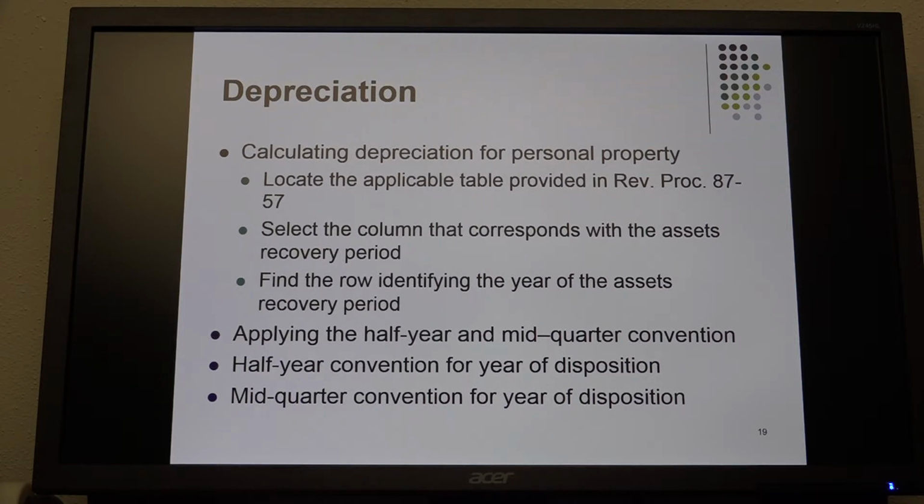So, look at the applicable table, select the column that corresponds with the asset recovery period, find the row identifying the year of the asset's recovery period, and then apply the half year, and in some cases, if applicable, the mid-quarter convention, which we're not going to worry about.